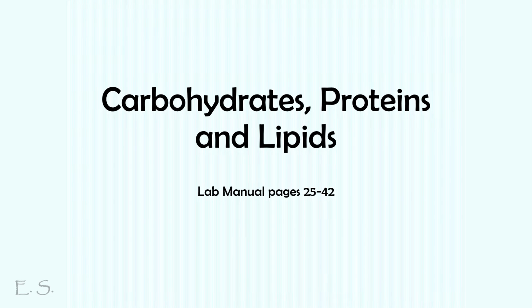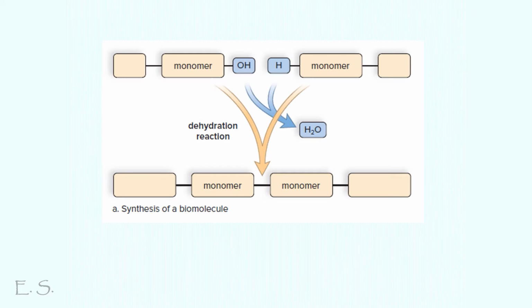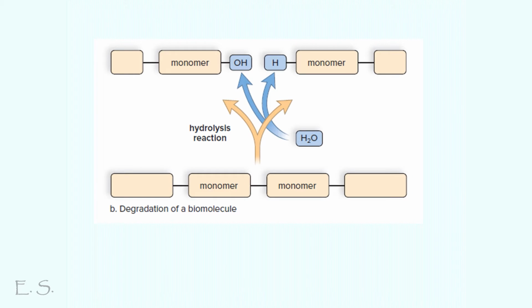In this lab exercise, you will use chemical reactions to detect the presence of carbohydrates, proteins, and lipids. Two of these biological molecules are polymers. Recall that polymers are synthesized by dehydration reactions. The figure shows how the removal of a water molecule joins two monomers. Conversely, the addition of water in so-called hydrolysis reaction will break down polymers into monomers.